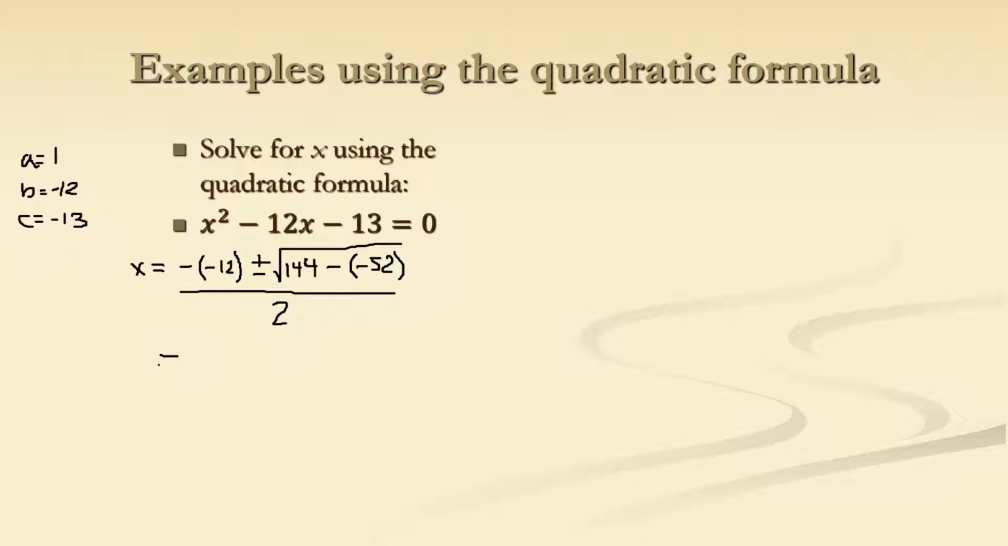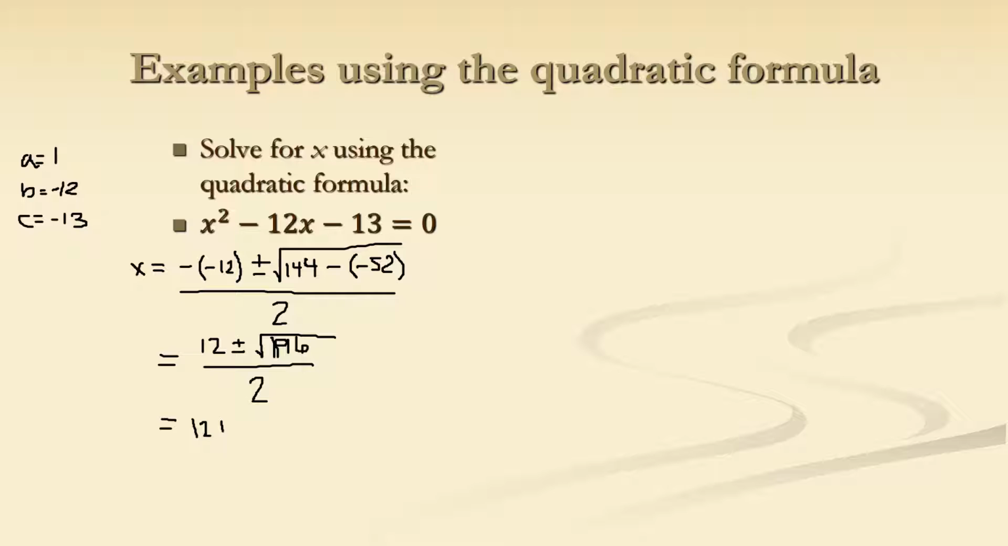So let's go further and simplify this. So negative 12 becomes positive 12 plus or minus the square root of 144 minus a negative 52 gives me a positive 196, over 2. The square root of 196 is 14. So this is now equal to 12.